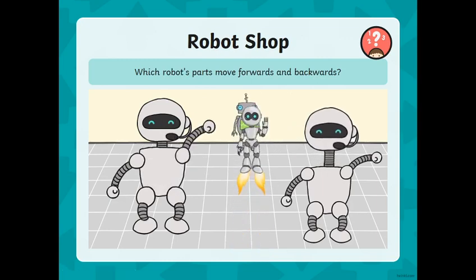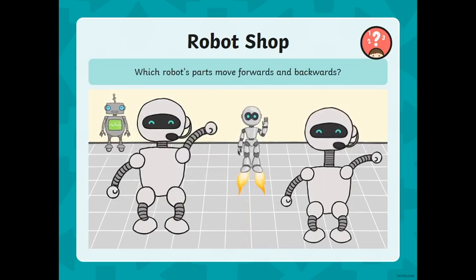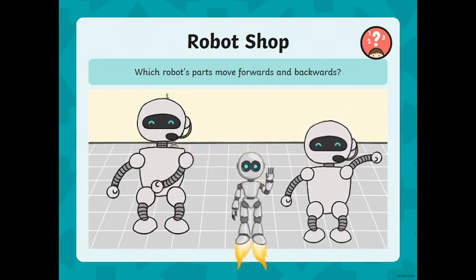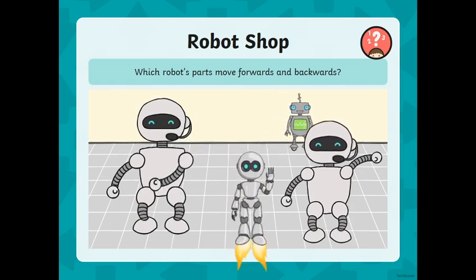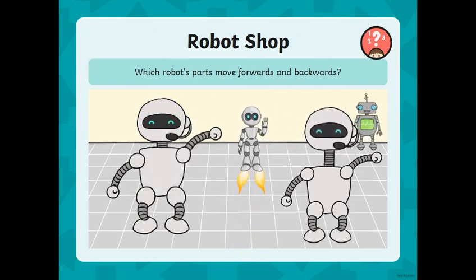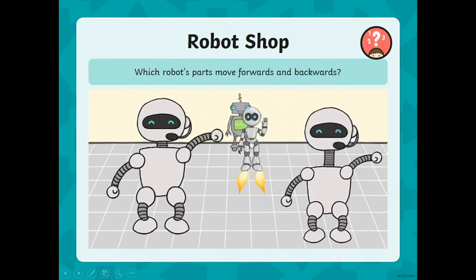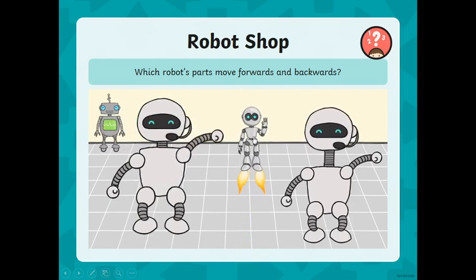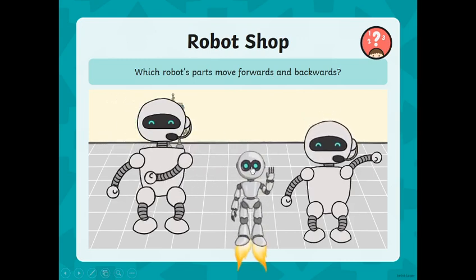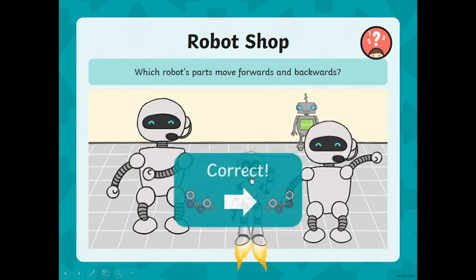Here, which robot's parts move forwards and backwards? So you're just looking to see if you can recognise the action, the movement, the direction of forwards and backwards. And we can see that this robot in the middle here is moving backwards and forwards. So I'm going to click on that robot there.